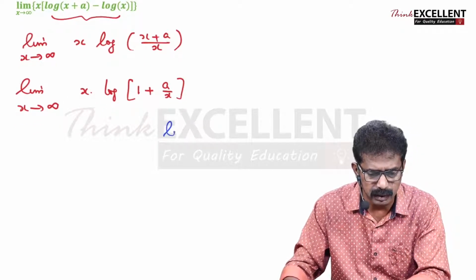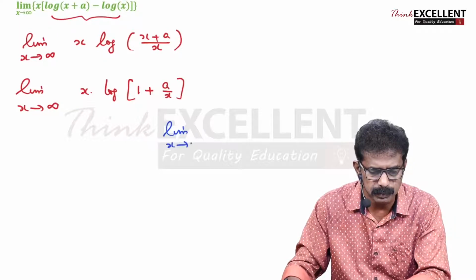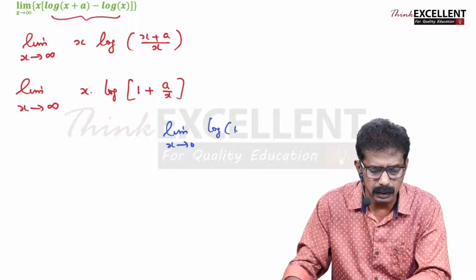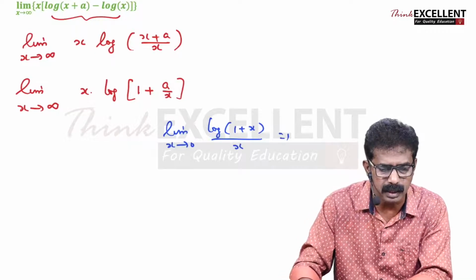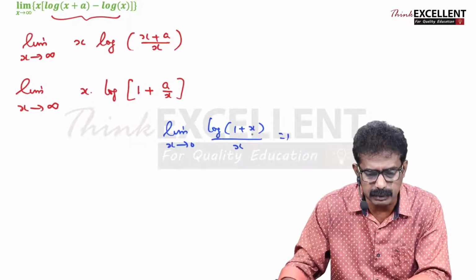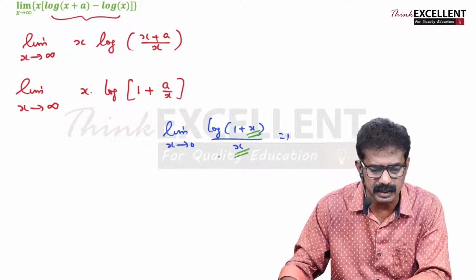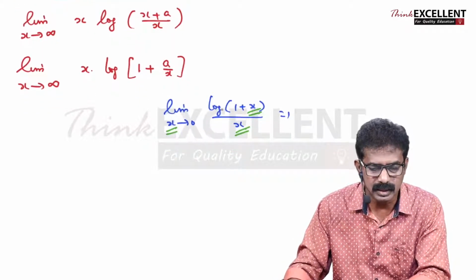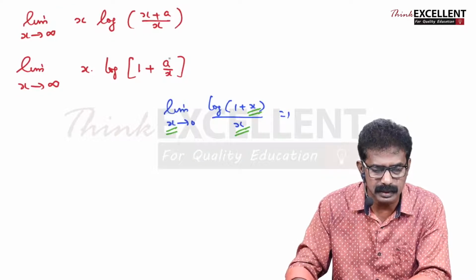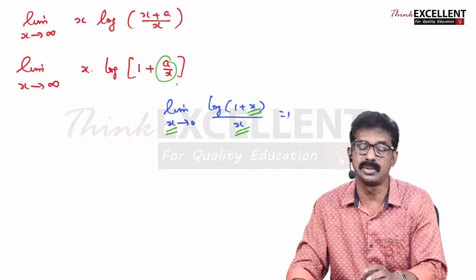We have limit x tends to 0, log of (1 plus x) by x. The answer is 1. But you remember, these three values must be same. Here x, here also x, then your answer is 1. So this is log of (1 plus x). So that's the reason we try to use that method here.